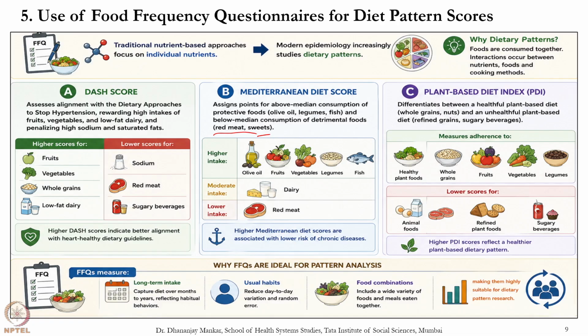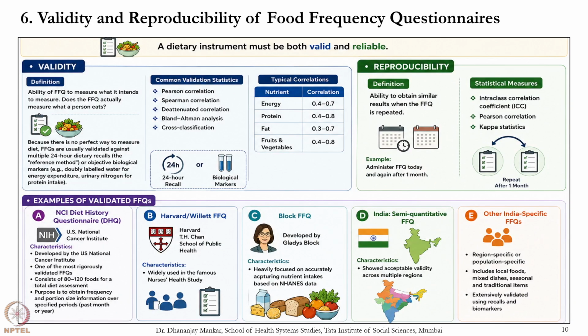So why are FFQs ideal for pattern analysis? The reason is long-term intake. It captures diet over months to years, reflecting a very habitual behavior, which is a benefit of using this. Then comes the usual habit. It reduces the day-to-day variation and random errors. The food combination gives more inclusion of a wide variety of foods and meals eaten together, making them highly suitable for dietary pattern research. So dietary pattern research is, in one way or another, the ideal use of FFQs.